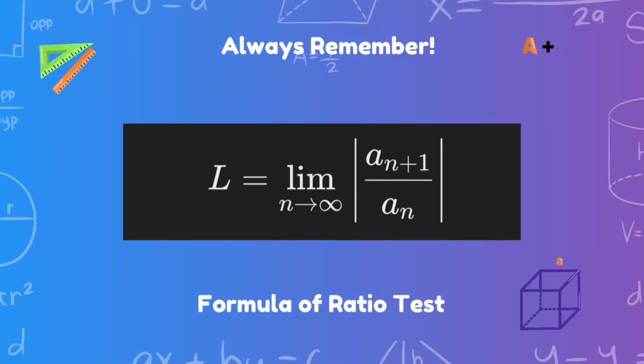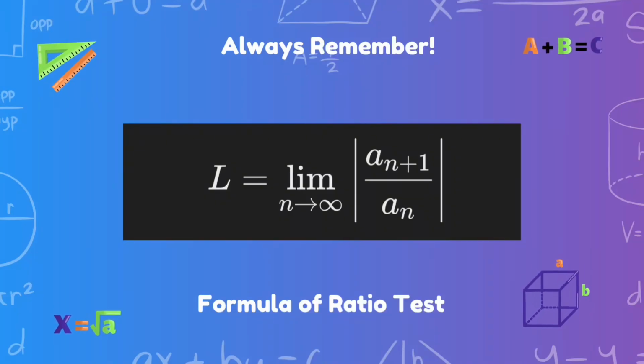Great job, everyone! Let's quickly recap. We used the ratio test to determine the radius of convergence. We checked the endpoints separately to find the exact interval of convergence. Now, it's your turn. Try solving a few power series problems and see if you can determine their radius and interval of convergence. Things to remember.